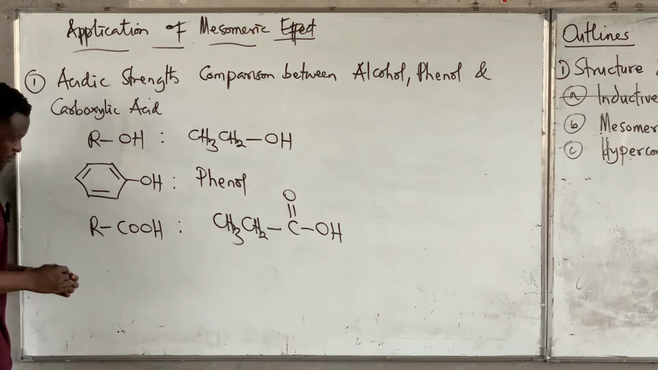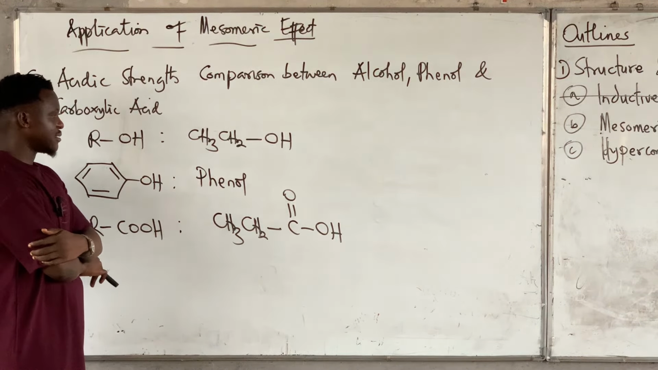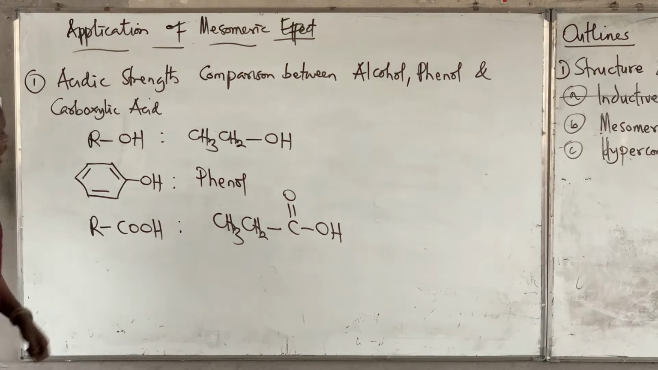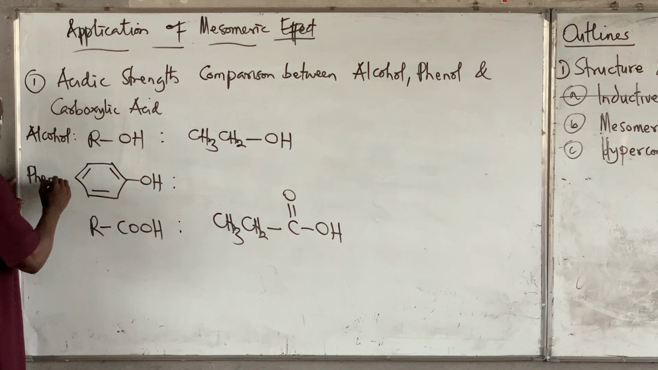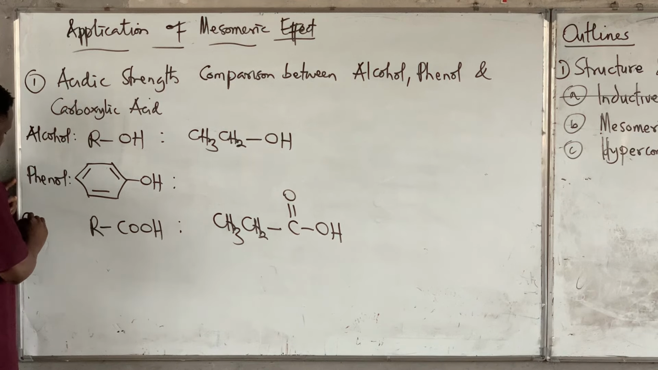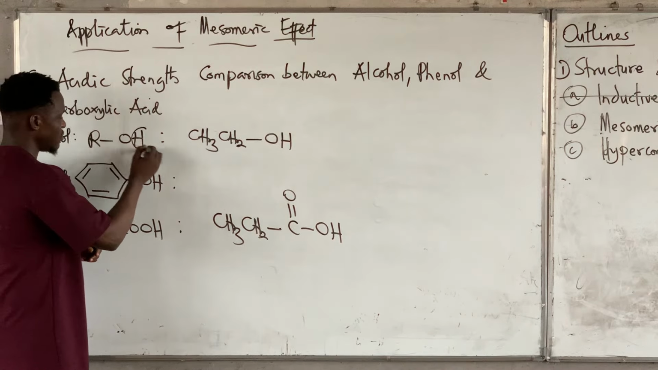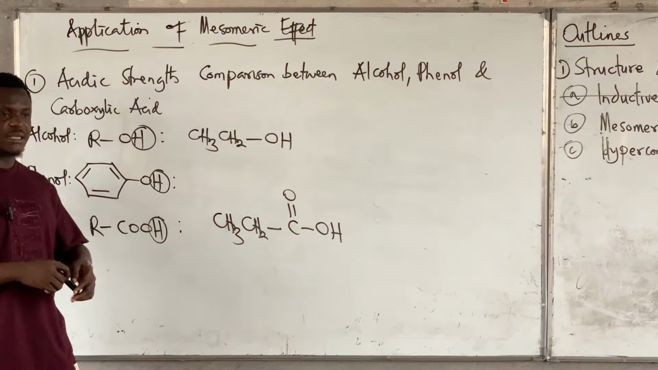Now look at this. These three guys basically can be considered as acids, because they all have the capacity to donate hydrogen. The first one is alcohol. The second guy is phenol. The third guy is carboxylic acid. Three of them can be considered as an acid because they all have the tendency to donate hydrogen.